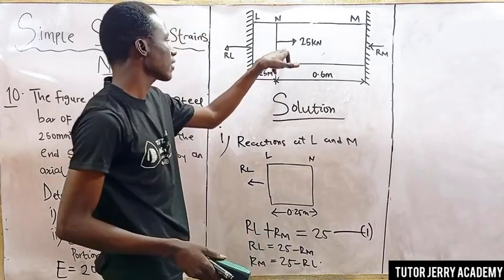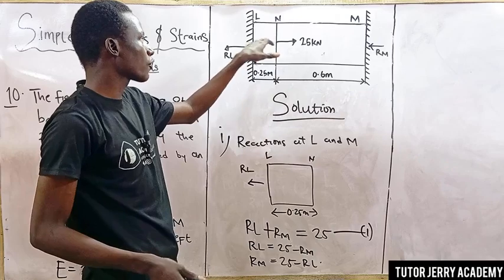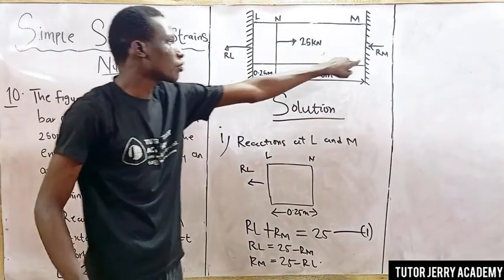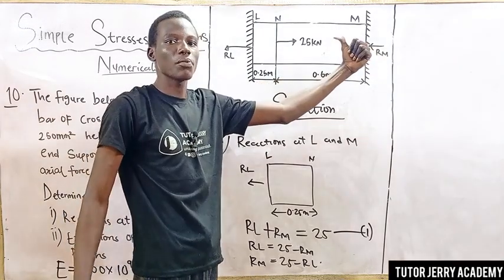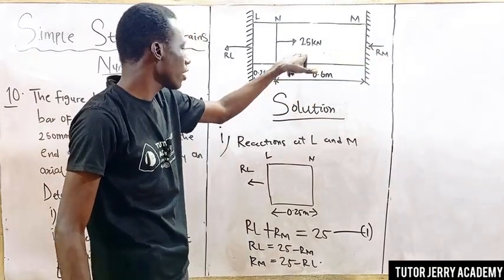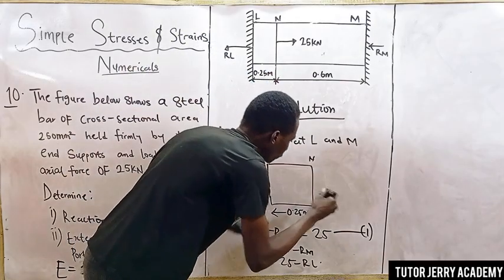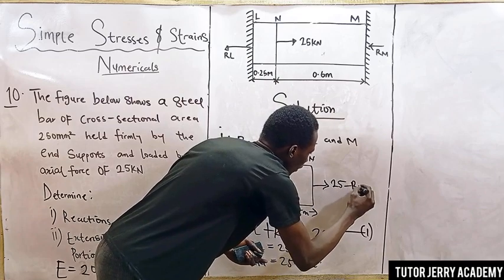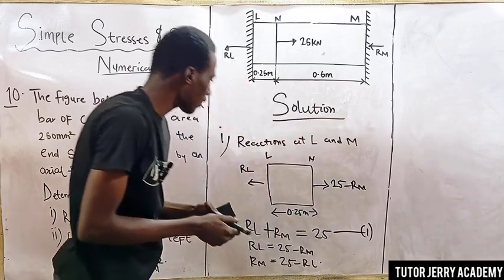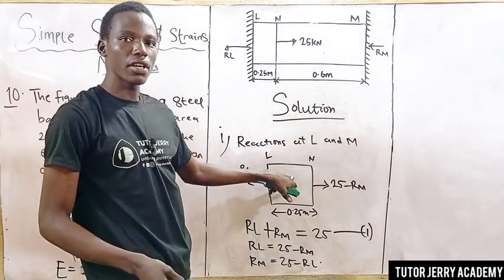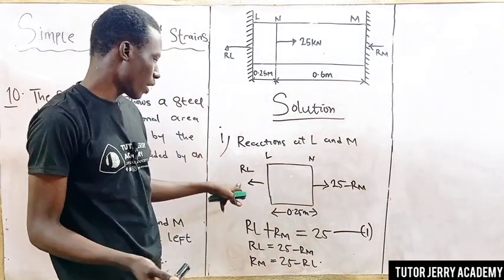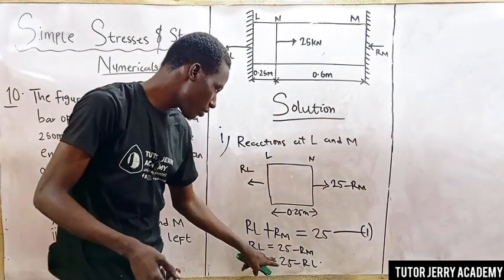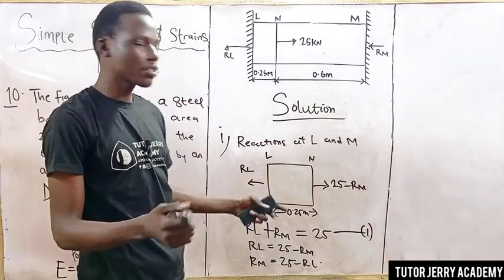So now, to get the tensile force of section LN to the right, what am I going to be doing? I'm going to be subtracting this compressive force that is coming in, which is RM. So I'm having here 25 minus RM. And of course, to show that this section here is at equilibrium, we are having RL to the left, and we are having 25 minus RM, which is equal to RL. So this is what we have.